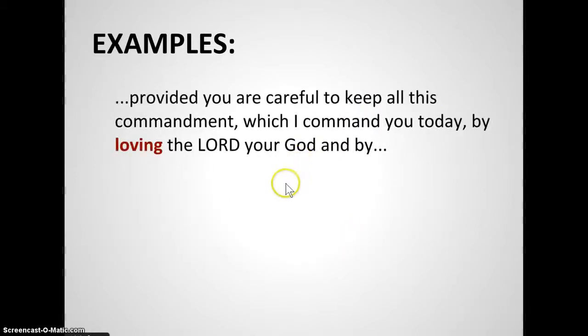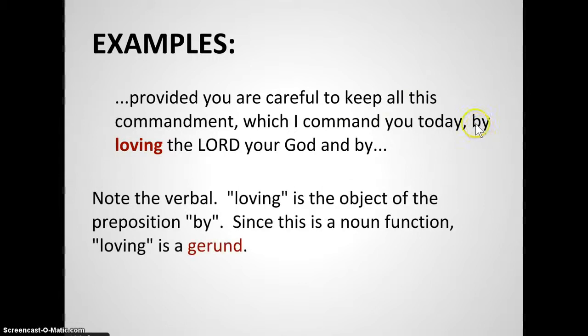Another example: be careful to keep all this commandment which I command you today by loving the Lord your God and by, and the verse goes on, but just note here, loving the Lord. Loving, you say, well, is that a participle or is that a gerund? Well, if you look at this word right here, you see that by is a preposition. Every preposition must have an object. So if I say by what? By loving. So loving here is a gerund that's functioning as the object of the preposition by.